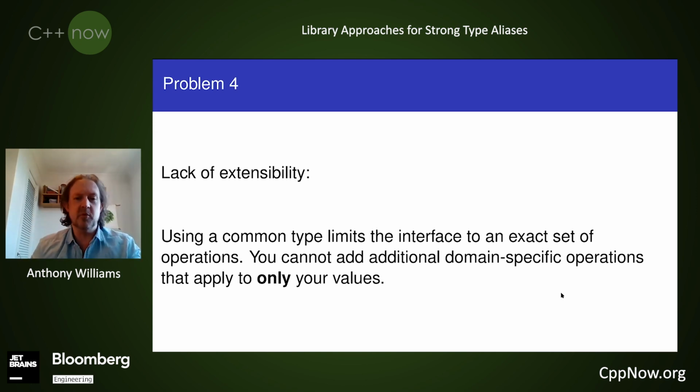You can't check certain other properties. You can't add member functions. If it's a built-in type, you can add obviously overloads and general free functions, but then that might interfere with the way that you would like to express your abstraction. So you can't add these domain-specific operations to things that only apply to your values. They would also then apply to anything else of the same type. People could also use that, and that might not be something that you would like. It might add confusion to your code.